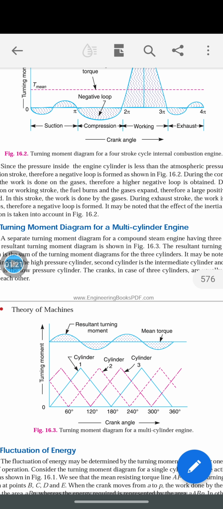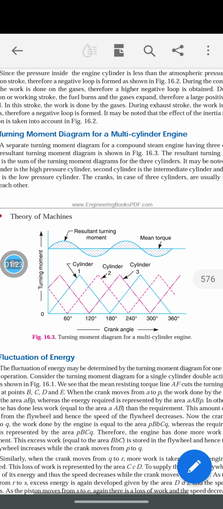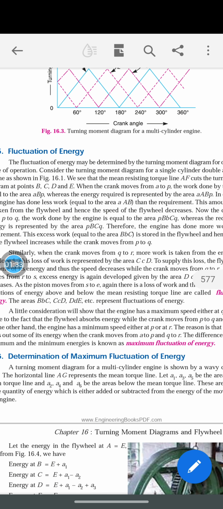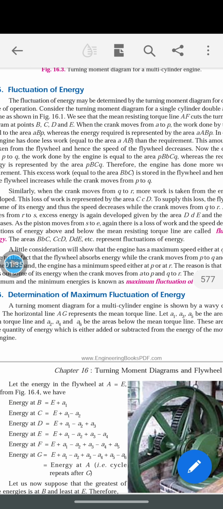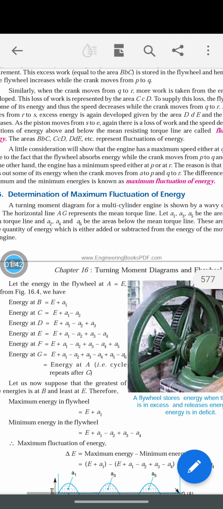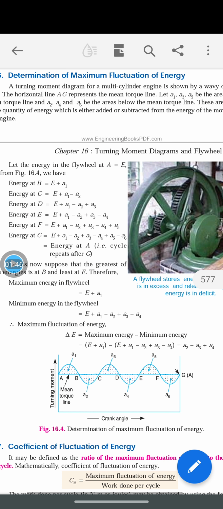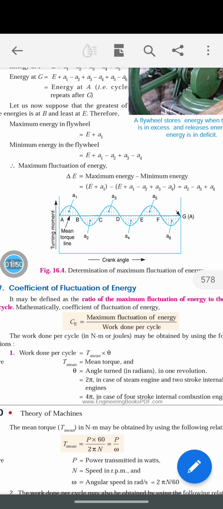The turning moment diagram for a multi-cylinder engine will be like this. Here, Figure 16.3 represents the multi-cylinder engine turning moment diagram. There will be problems on the turning moment diagram with respect to the multi-cylinder engine. There will be calculations of maximum fluctuation of energies. I will discuss this concept by taking an example.